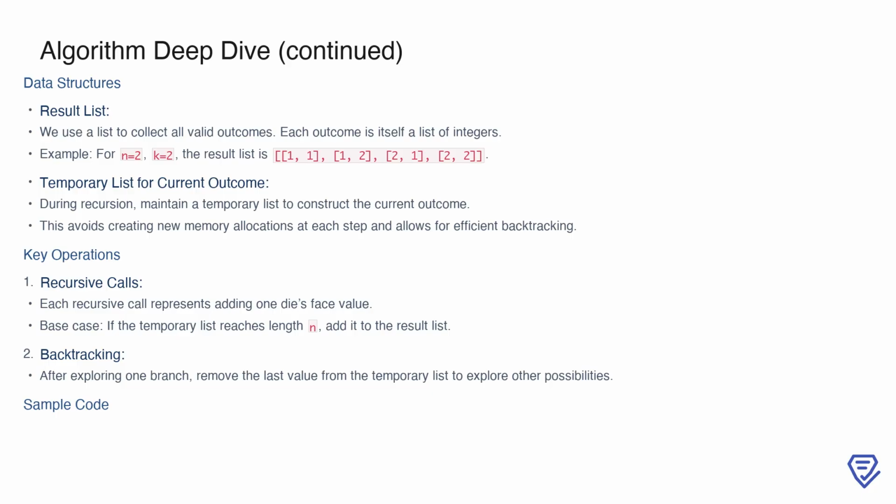For each recursive call, we add one possible face value to the temporary list. When the base case is reached, meaning the temporary list's length equals n, we append a copy of this list to the result list. Afterward, we backtrack by removing the last value, effectively resetting the state to explore other options. This combination of recursive calls and backtracking ensures that every possible outcome is generated efficiently and without duplication.